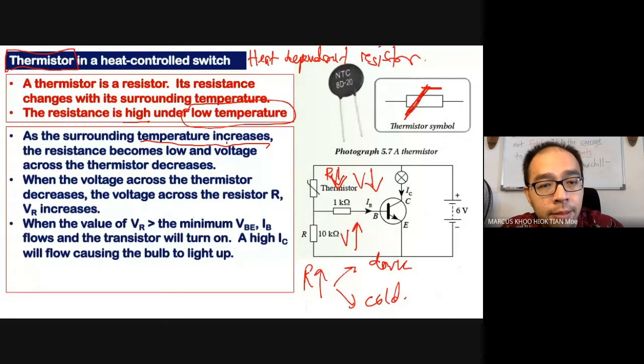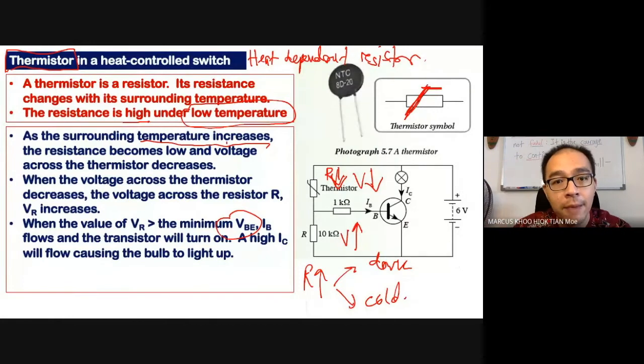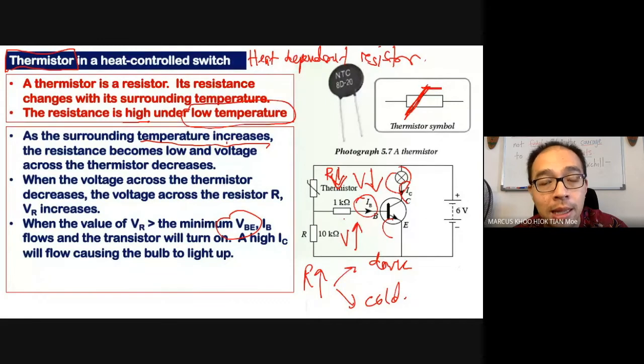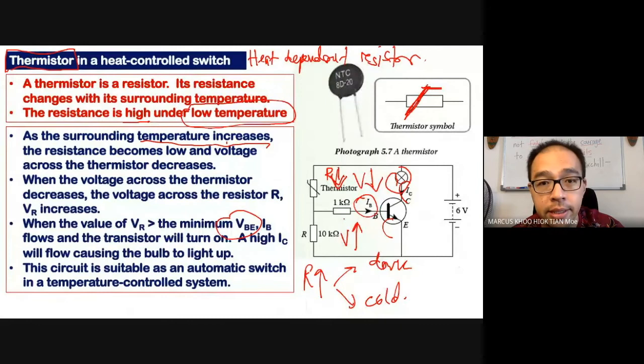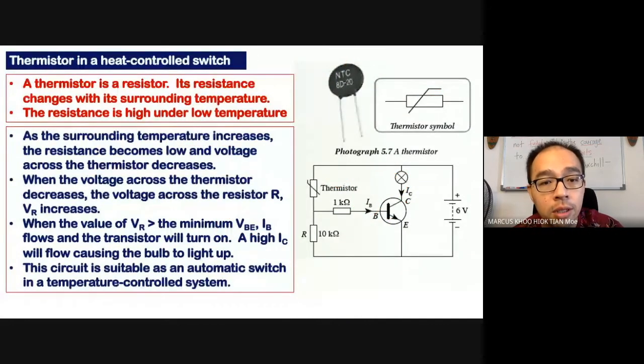Bila voltage meningkat, it will be more than the junction voltage. Then you have the same pattern that happens again. Voltage is more than the junction voltage, so base current flows, collector current flows, the transistor will switch on and the bulb will light up. So this circuit, this litar, is suitable as an automatic switch in a temperature controlled system. Bila dia panas, then dia akan turn on. Bila dia sejuk, then dia akan turn off.